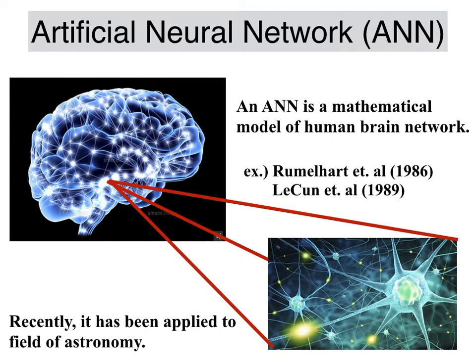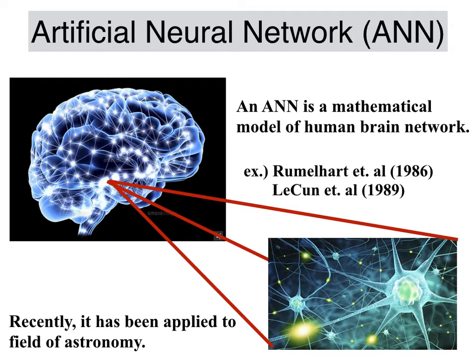So here, I briefly introduce the artificial neural network, called ANN. Here is the image of a brain, the human brain. The human brain consists of neurons and they connect to each other. The functions of our brain, such as memory and recognition, work by connecting neurons. An ANN is a mathematical model of the human brain network.